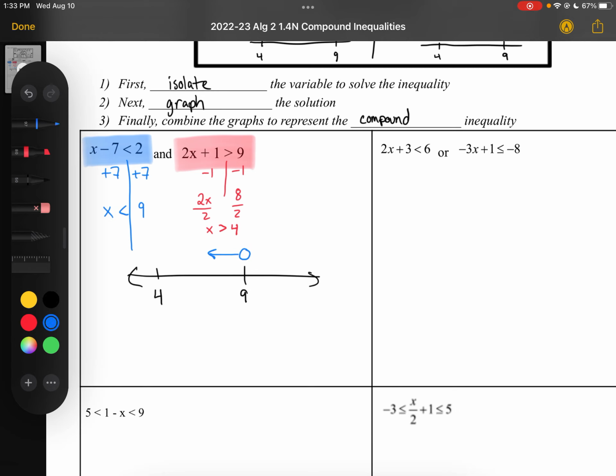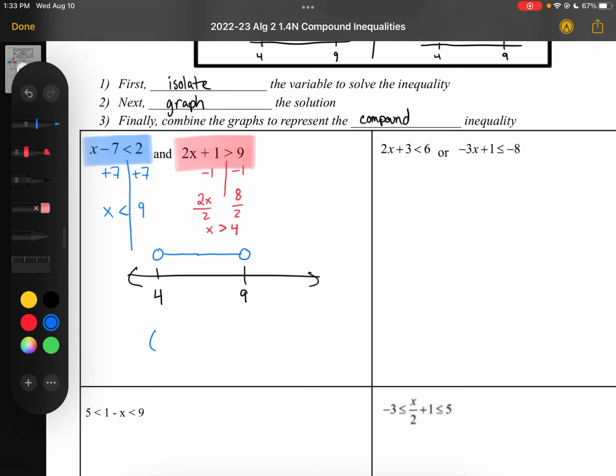Starting off with an open circle again, and we're going to the right because it's greater this time. So what we can see is these go together, it's an and, they converge. So like we mentioned in the example above, we can just simply extend this line, and this is our interval.